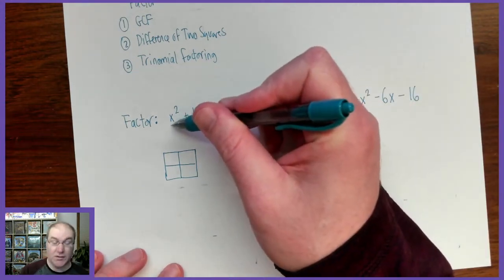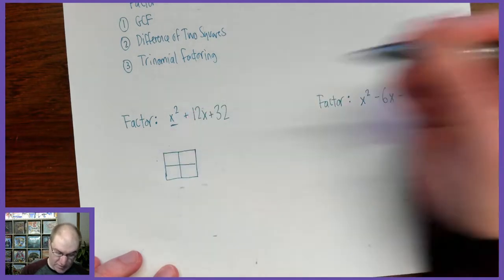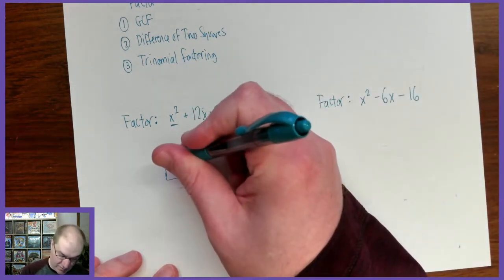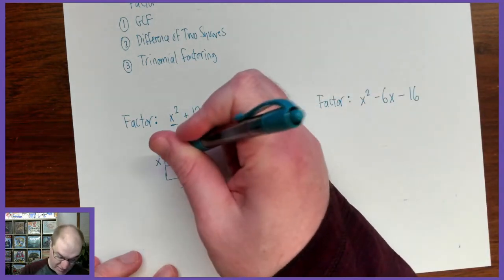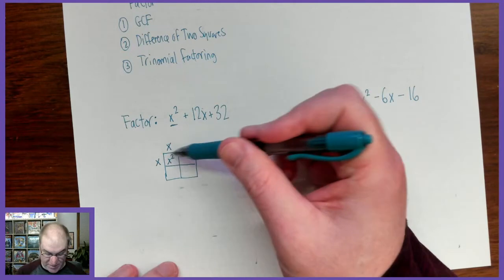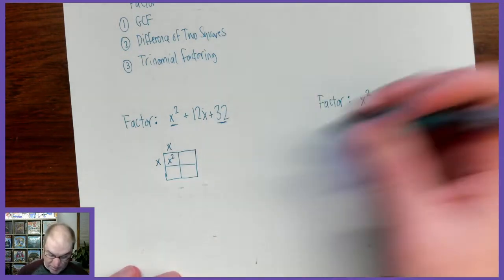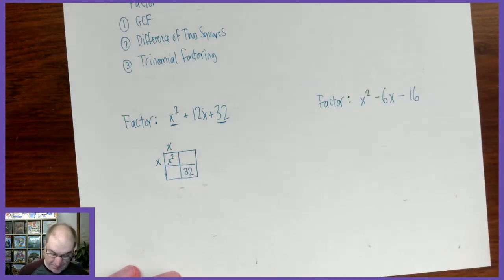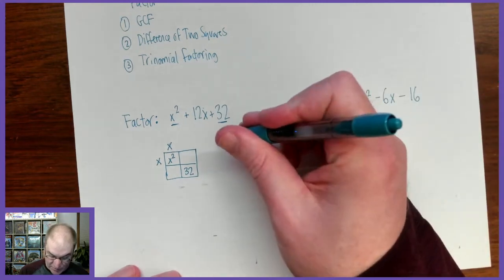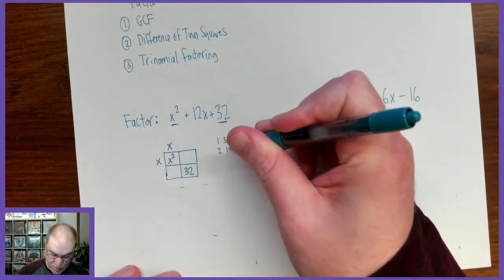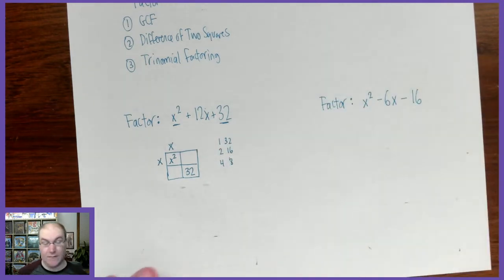Let's look at the first term here, x squared. What do I have to write here and here to multiply to get x squared? There's only one way to multiply to get x squared, and that'd be x times x. Right? X times x is x squared. Now let's deal with this term, the 32 here. If we put a 32 there, what could we multiply to get 32? Well, there's a few options, right? There's 1 and 32, and 2 and 16, and 4 and 8, and that's it.